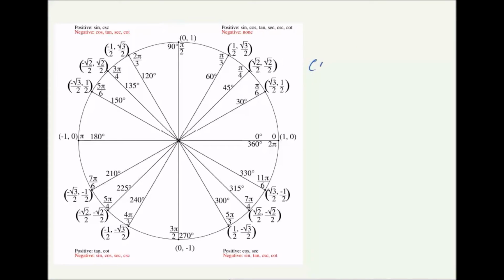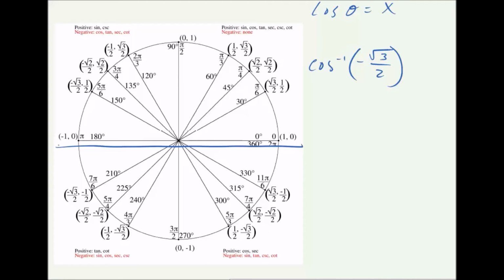Let's try another one. Let's try arc cosine of negative square root 3 over 2. And remember, cosine of an angle is equal to the x-coordinate on the unit circle. So we need to find where that is. And cosine, like I advised before, is in this area. And arc cosine is looking for an angle between 0 and 180 degrees, or between 0 and pi. So cosine of negative square root 3 over 2 corresponds, we find that here, and that's 5 pi over 6, or the angle is 150 degrees.